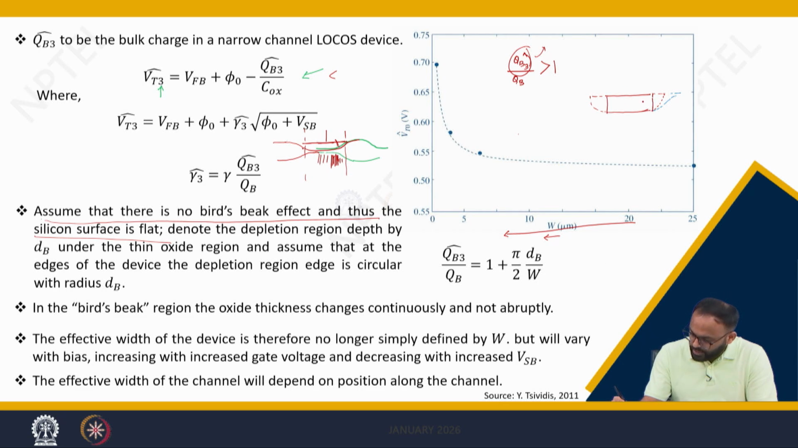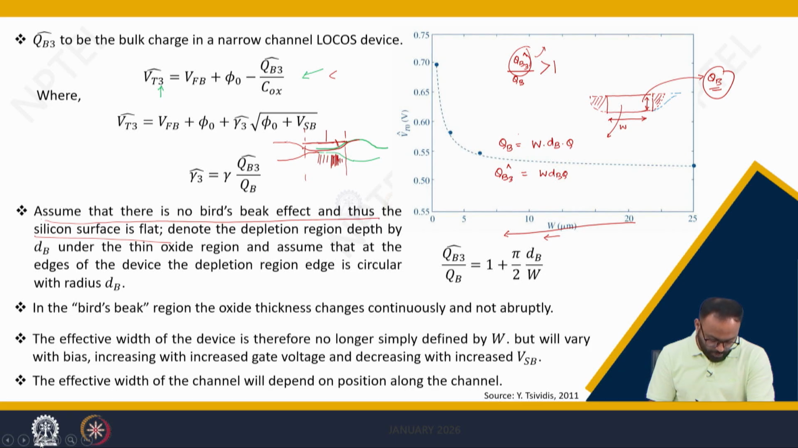If we see closely, this is QB, or this should be QB. This should be the charge which should be controlled by the gate. However, in low-cost process, this is the additional charge which is controlled by the gate. So QB is nothing but what? Width into dB into some charge Q. However, QB3 cap is W into dB into Q, which is nothing but this rectangle, plus we do have some regions which can be represented by some portion as the circle.